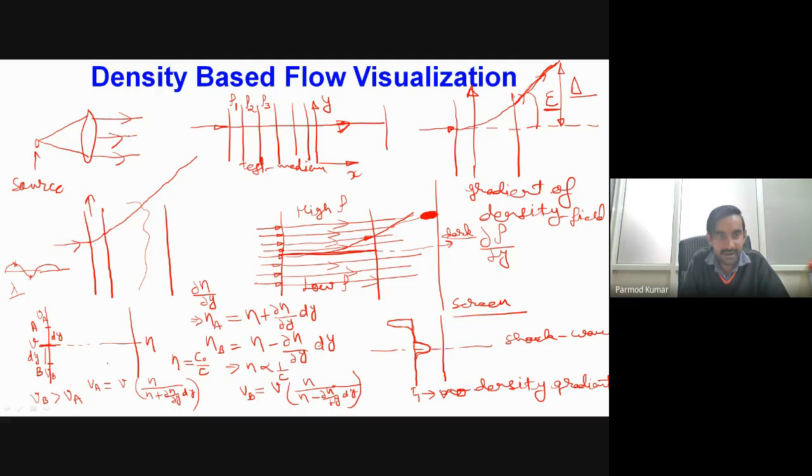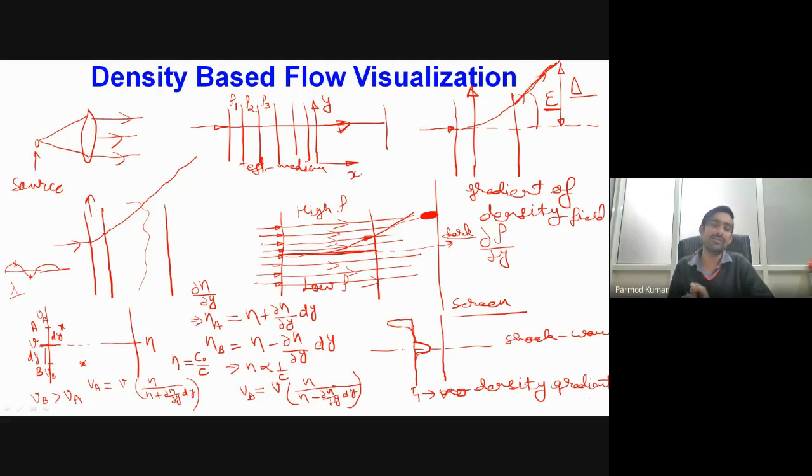If we have the gradient of refractive index, or in other words the gradient of density inside this field, then if I trace the location of the maximum crest after some time delta t, corresponding to beam A I get the location at this particular point. Corresponding to ray B, I will obviously have some faster travel. Because of that, we will have a phase shift between ray A and ray B.